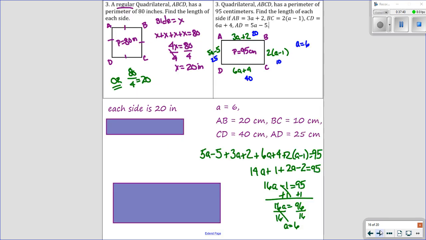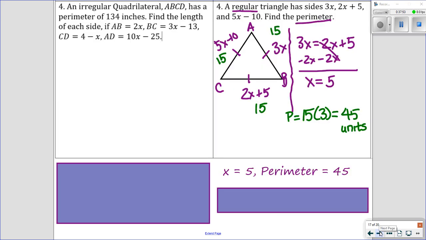Don't forget that, because usually it's a two-parter, and most of the time some people might just end up with, oh, A equals this, and that's it. You didn't answer the question they asked you. Pay attention. And also keywords. If it says regular triangle, regular whatever shape, you know that all the sides are going to be congruent. If it says irregular, then you know it's not congruent.